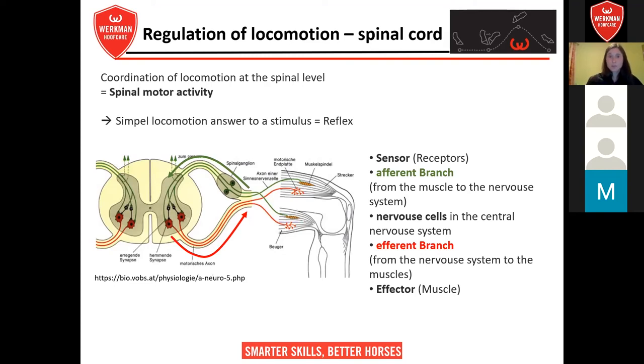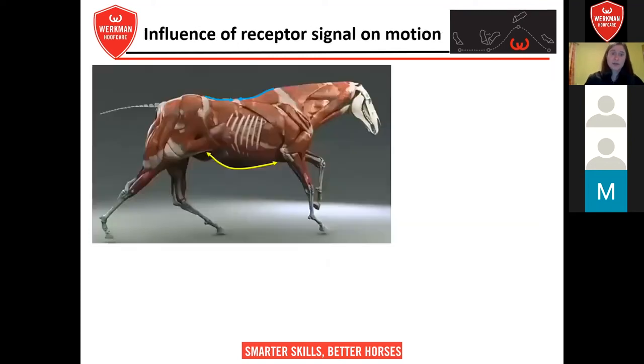The easiest example is a reflex. So you have a sensor giving feedback to the spine, and then just the spine, without any interaction with the brain, gives a signal to the muscles, and you will have a certain reaction. But the spine is also very important for a normal standardized movement, and I will explain how in the next slides.